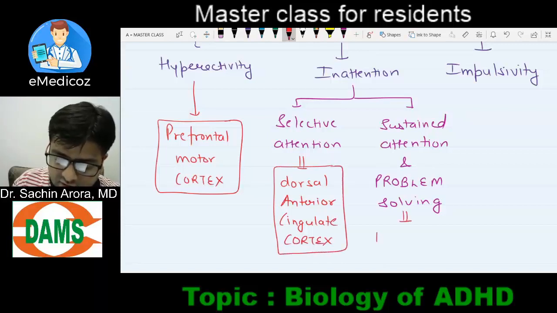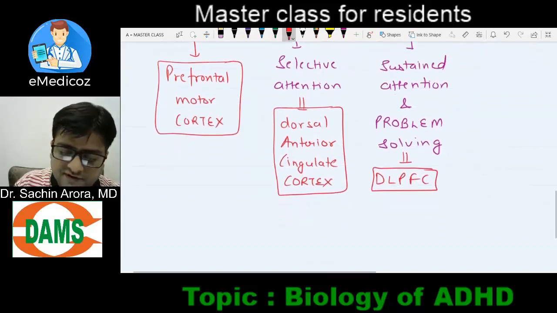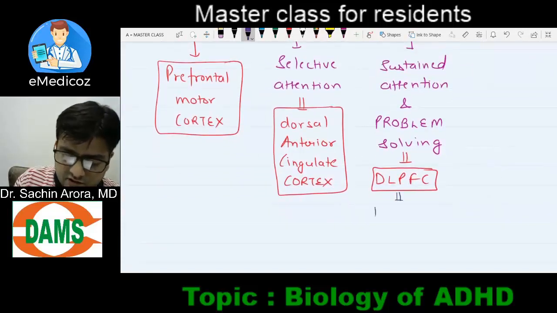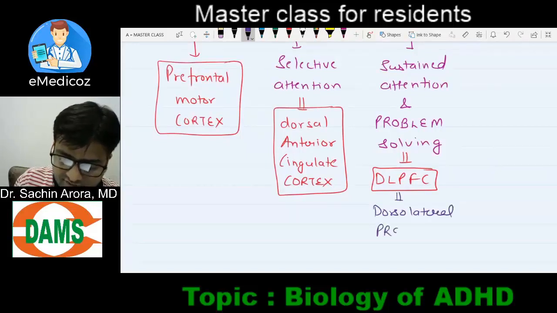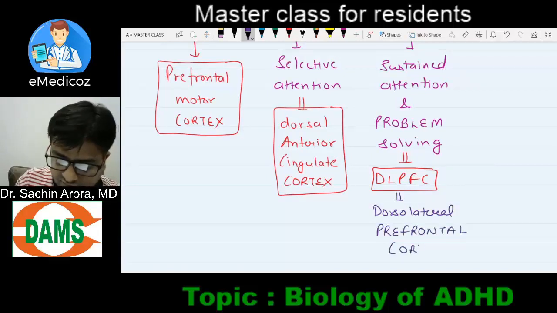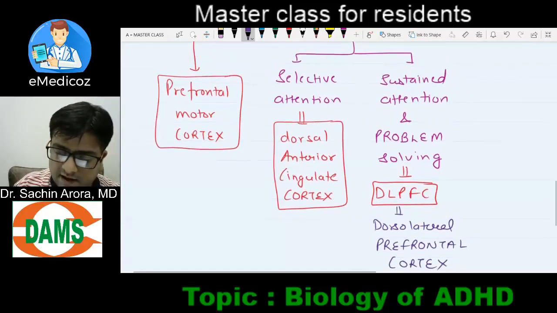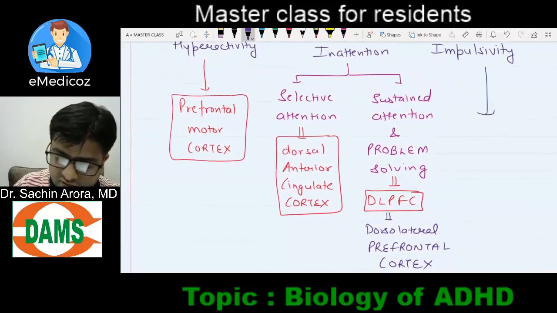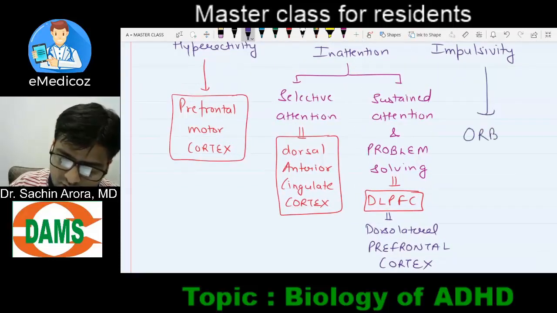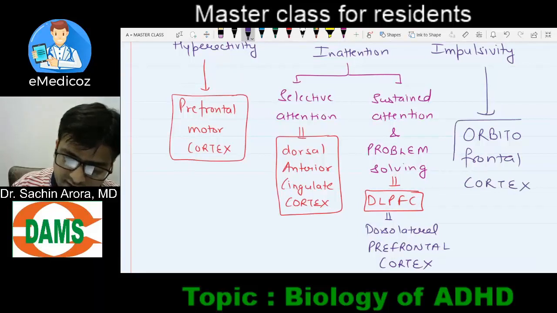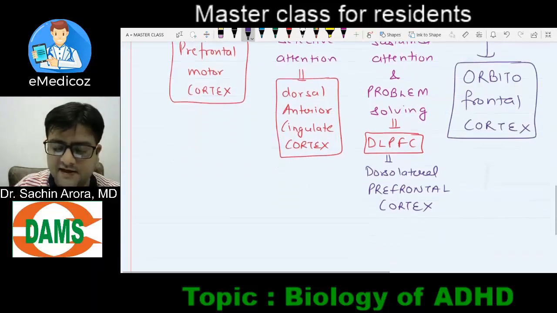This is linked to DLPFC, very famous in psychiatry, known as dorsolateral prefrontal cortex. And impulsivity is linked to orbitofrontal cortex.